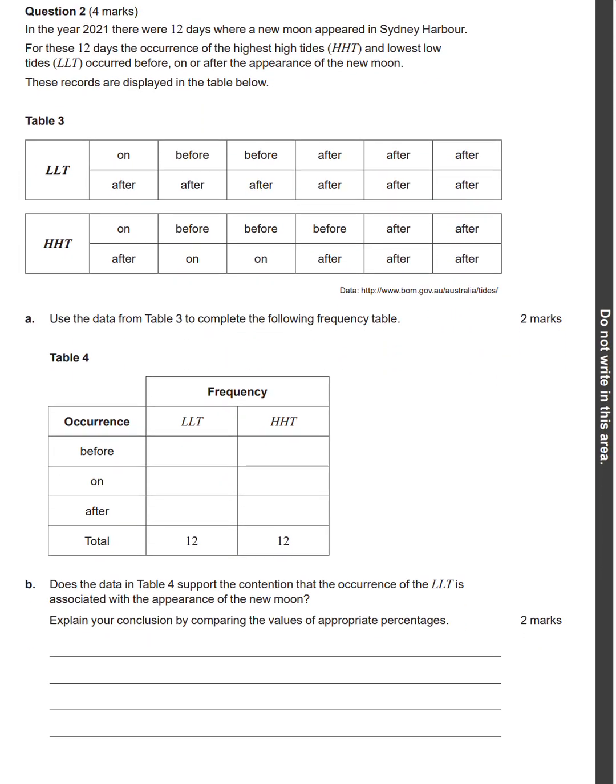Next, we've still got the same variables that we're using. Use the data from table 3 to complete the frequency table. So for LLT, we've got 2 befores, 1 on, and the rest are afters, and there's 9 because it's got to add up to 12. For HHT, we've got 3 befores, 3 ons, and the 6 is the rest because they have to add up to 12.